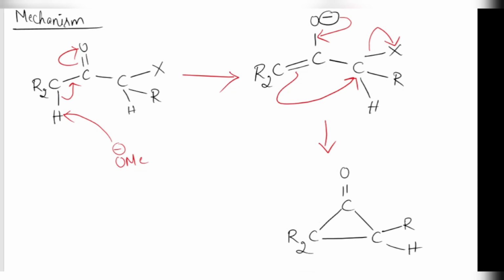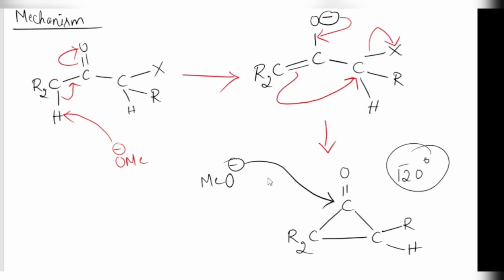What will happen in the next step is we have methoxide ion. So much methoxide is there in the medium. It will just come and attack this particular carbon, because it is a three-membered ring with a carbonyl, making a 120-degree angle, which is a very strained position. That's why this reaction will happen very quickly.